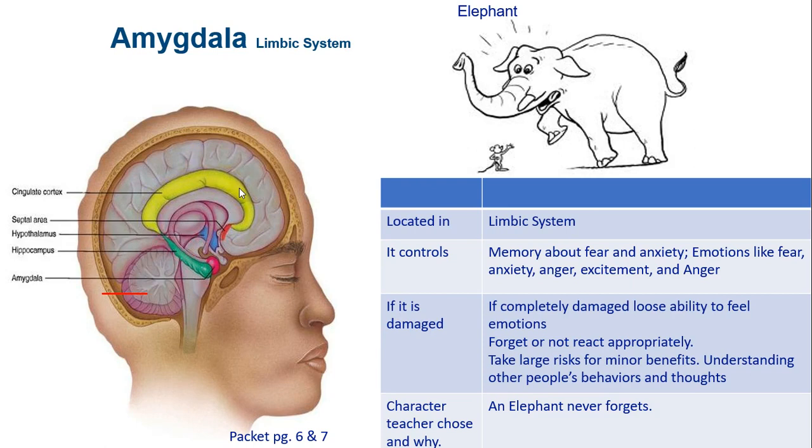In your limbic system, the first part that I want to talk about is the amygdala. And your amygdala is this little reddish almond-shaped sort of ganglion. And your amygdala helps you with emotions, specifically strong emotions like excitement, fear, anger, anxiety, and memories about fear and anxiety.